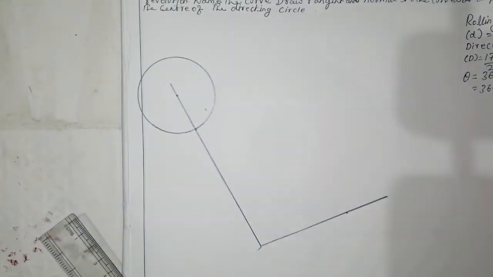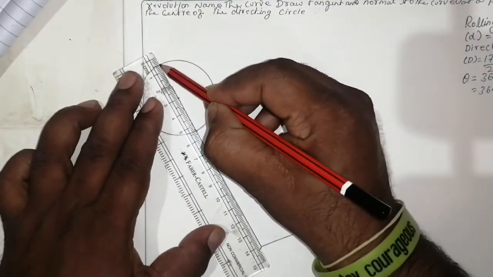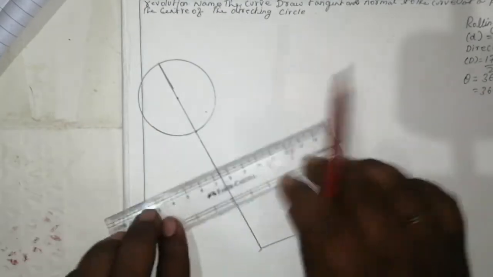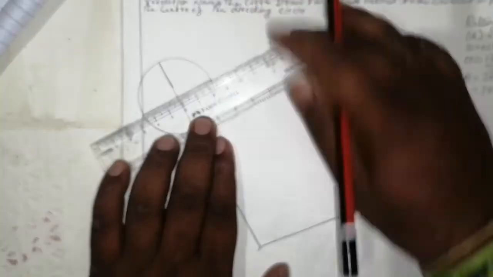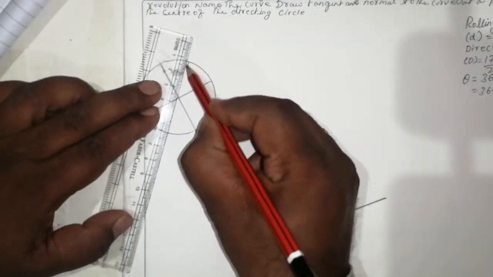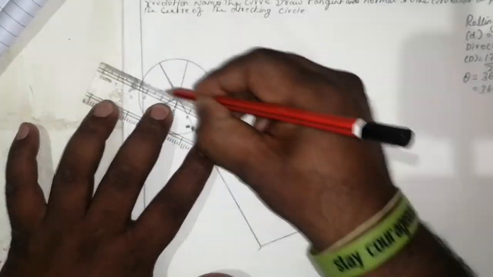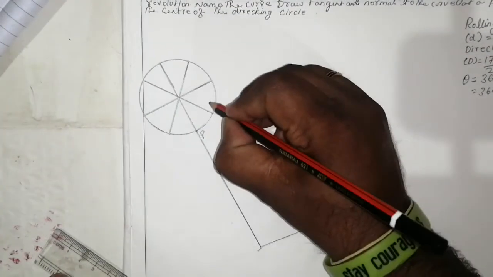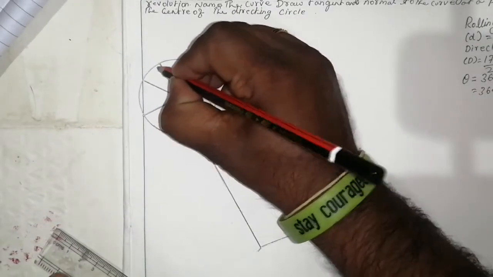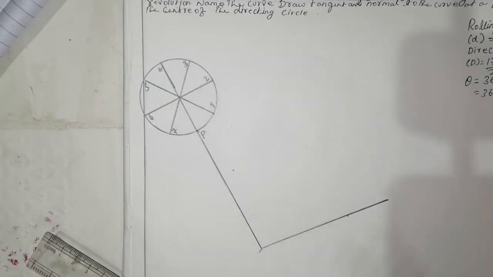Okay friends, after that join an inclined line like this. Then you should make 8 parts. So keep on going like this. So you will get the 8 parts like this. This is the point P. I'll go anti-clockwise: 1, 2, 3, 4, 5, 6 and 7. This is the 8th point. It will be like that only.